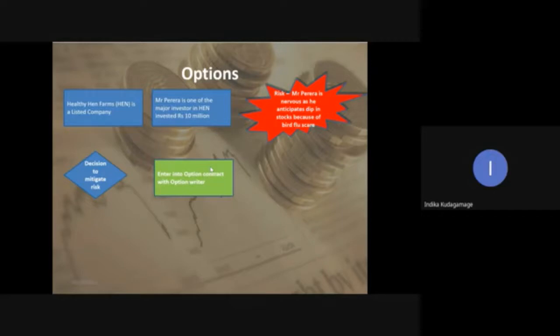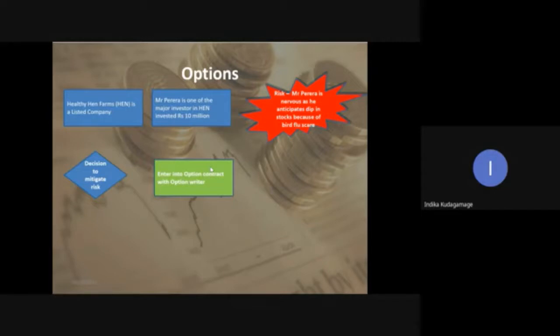Right? Under options, what happened? Gamini is afraid prices will come down. Right? What Gamini does under an option is, I will buy a protection. If the prices go down, I will sell at 200. If the price does not go below 200, I will not sell. I have the option of selling or not selling.